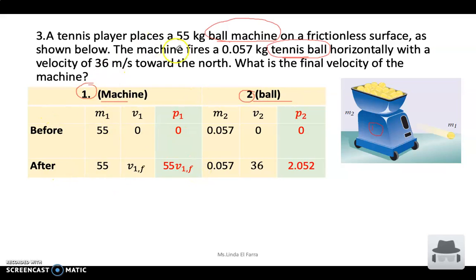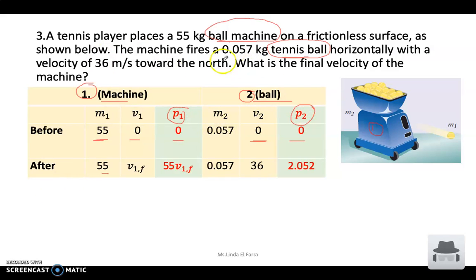Now, the 55 kilogram ball machine is the mass of the machine, which is my first object. Before and after, it will be the same, it won't change. Now the machine was stationary with the balls, all of them. So both of them have a velocity of 0, which means the initial momentum for both the machine and the ball will be 0. And this is actually what I care about, the momentum, the green column.